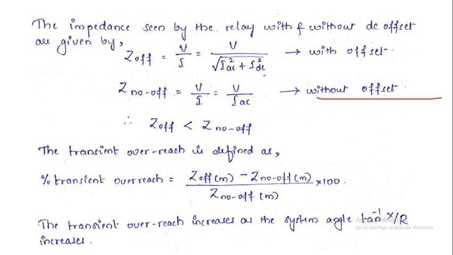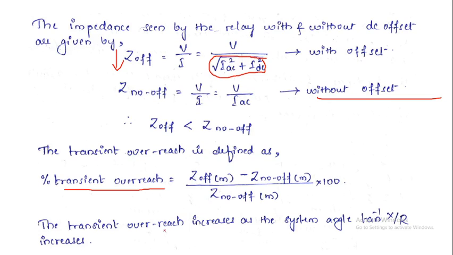So this current value will be more. When this current value increases, this impedance is going to be reduced. So Z off is obviously less than Z no off, the impedance without offset. The transient overreach is defined as Z off maximum minus Z no off maximum divided by Z no off maximum. So the maximum value of the impedance with offset minus the maximum value of the impedance without offset, divided by the maximum value of the impedance without offset, into 100. This is going to give the percentage transient overreach.